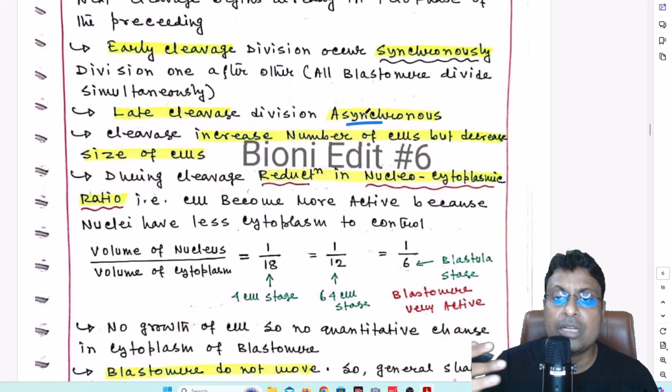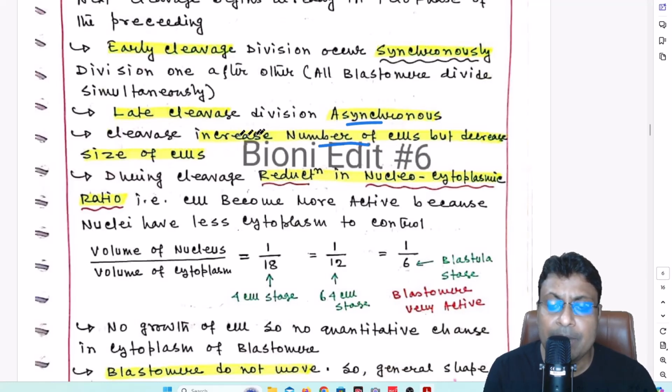As time proceeds, the late cleavage remains asynchronous, and the cleavage increases the number of cells but decreases the size of cells. This is a very important point. Cleavage increases the number of cells but decreases the size of cells.